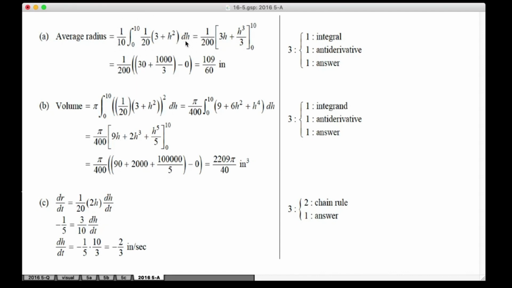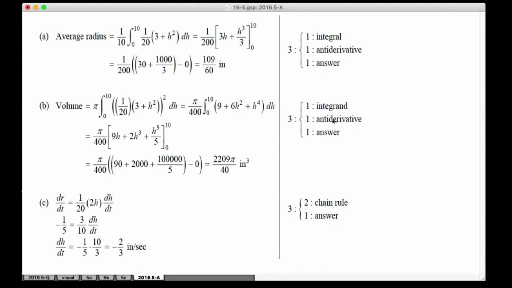There's the integral. Remember, dh is part of that. You need to put that in there. They give you 1 point for the antiderivative, or taking the integral, which is this right here. And then they gave you 1 point for the answer. And like I said, I would think they would give you full credit if you left this as your answer and just put the units, inches.